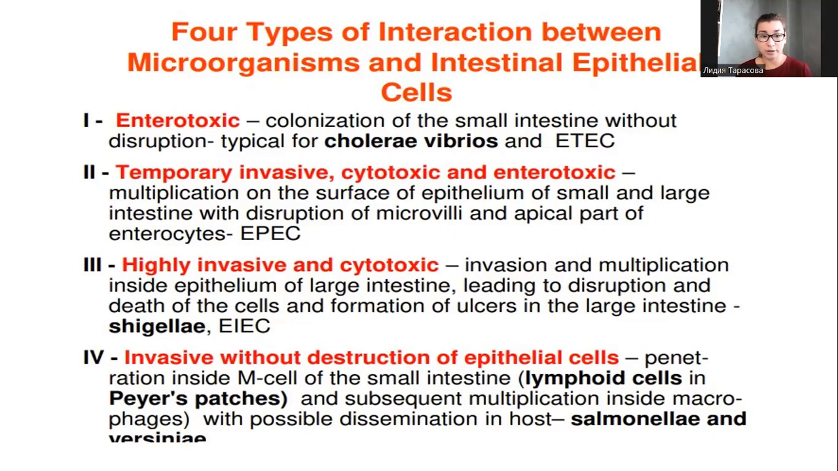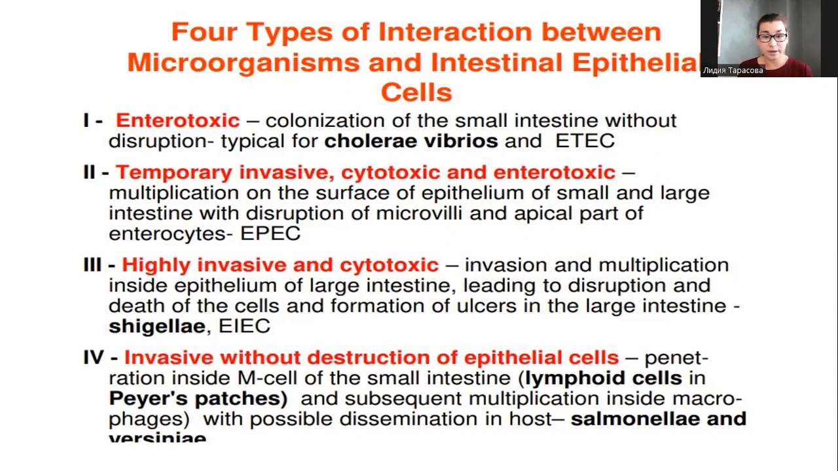coli. In the pathogenesis of enterotoxic infection, the main role plays the toxin. So the bacteria do not multiply a lot and do not make some disruption, but they produce a lot of enterotoxin, which breaks down important processes in the intestine.